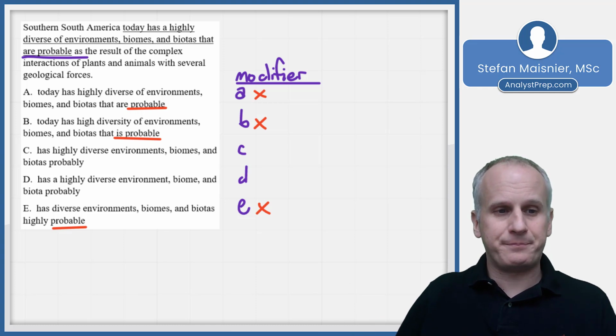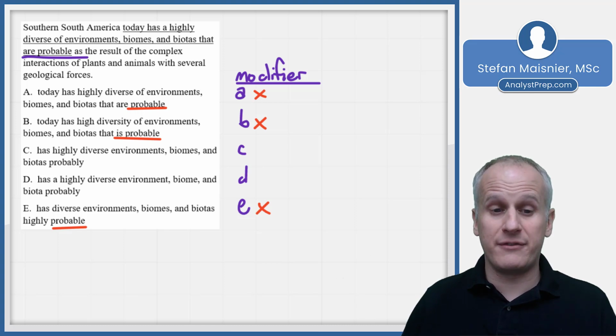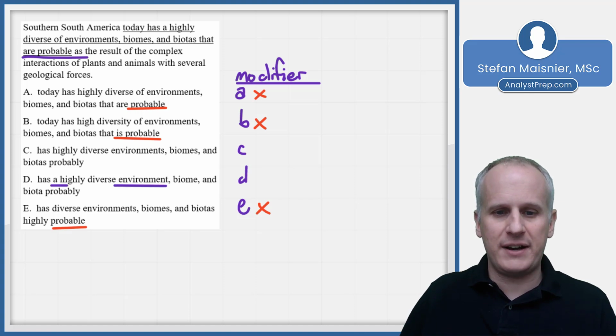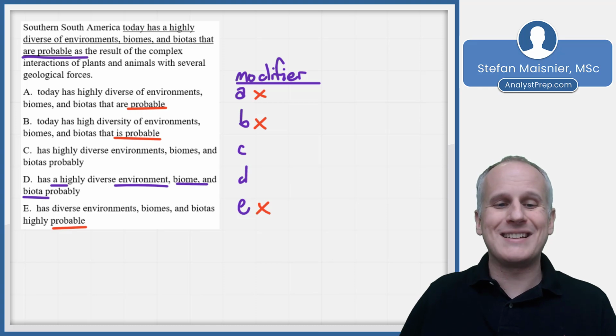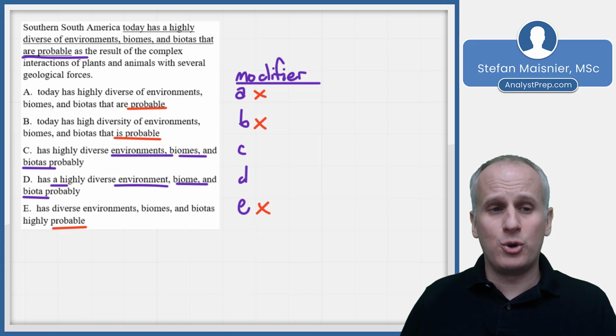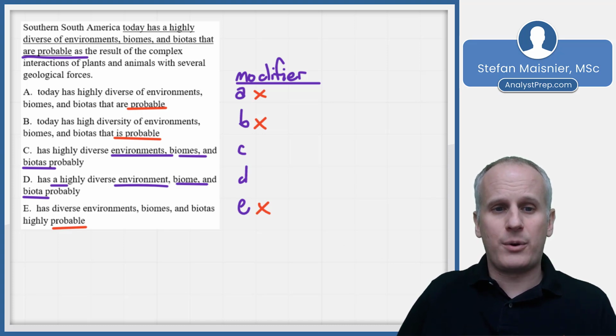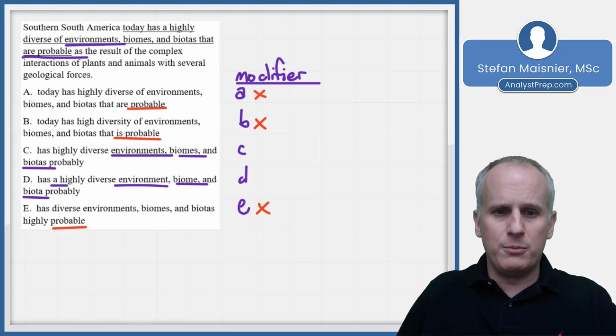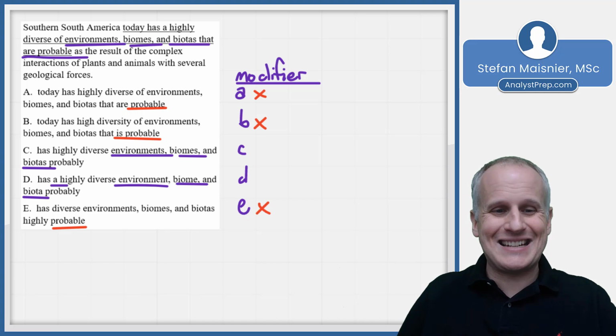Now, then we want to look at the differences between C and D, and there are very few of them, and it can be really hard to identify that in D we've got a "highly diverse environment, biome, and biota," whereas in C we've got "diverse environments, biomes, and biotas." You have to remember that you're going to need to default to the original sentence when it comes to issues of meaning, and we can see in the original that there were environments, biomes, and biotas. So we can't subtly change to a single environment, biome, and biota.